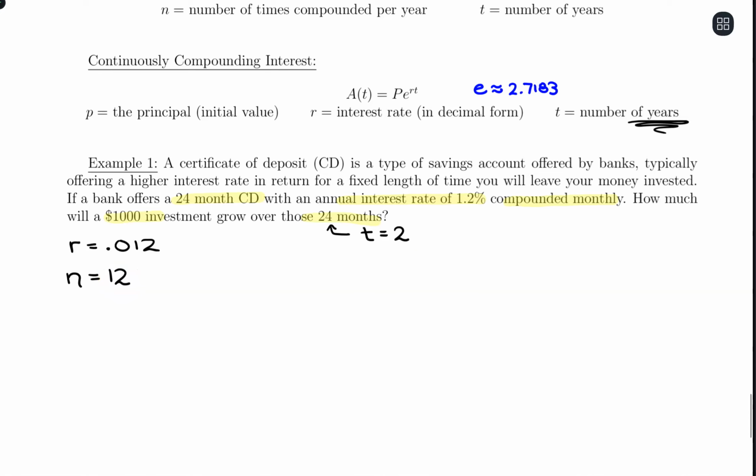I guess you could adjust it to be in terms of months. If you did months, you could use t equals 24, but change n to 1. It should give the same answer. Maybe I'll double check that after I make this video, but typically we want t to be in years. All right, and then we have a $1,000 investment. This is how much money we're starting the account with, and that would represent our principal. So P equals 1,000.